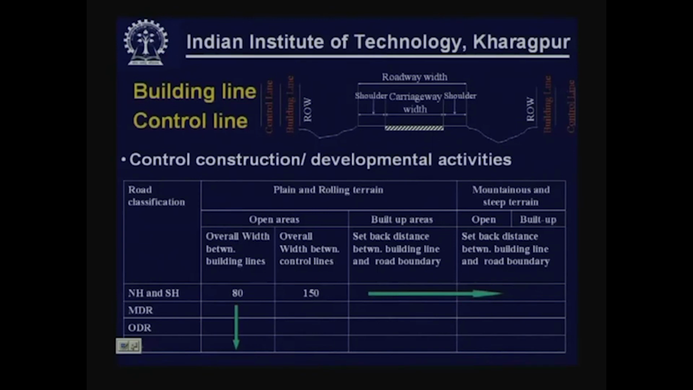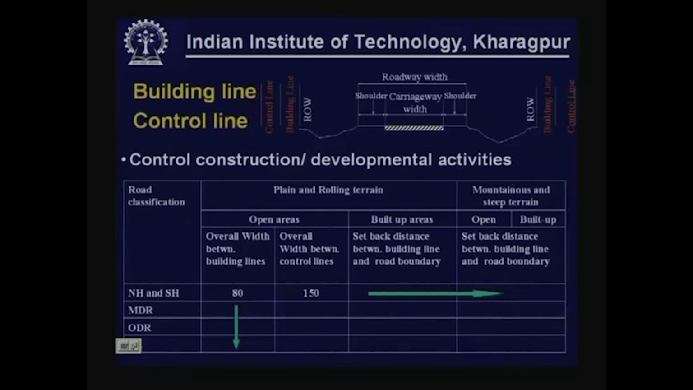Next, building line and control line. Right of way is the portion which is acquired for road purpose. But as I mentioned, it is often required to upgrade the road from time to time because of increase in traffic volume, priority and the importance of the road. So, considering the future need, building line and control line are suggested.